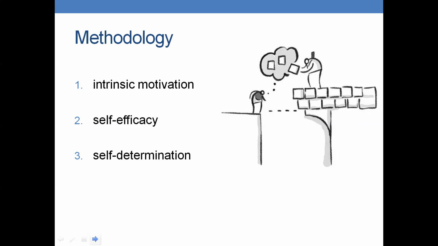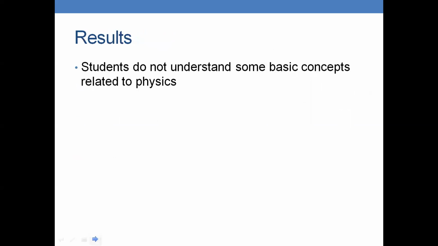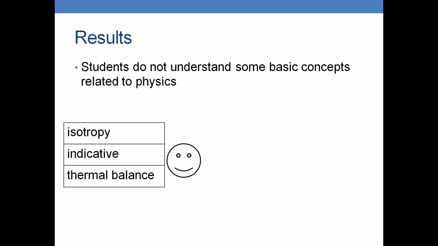And what results we obtained? Main results showed that the students do not understand some basic concepts related to physics. Concretely, for example, students improperly adopted some concepts such as isotropy, indicative and thermal balance. For example, the concept of isotropy, students of biology encountered in the context of explanation of muscle cells and skeletal musculature, and the concept of indicative students have met in the framework of teaching chemistry using litmus paper, because determination of acidity of the environment using litmus paper is often used in biology.